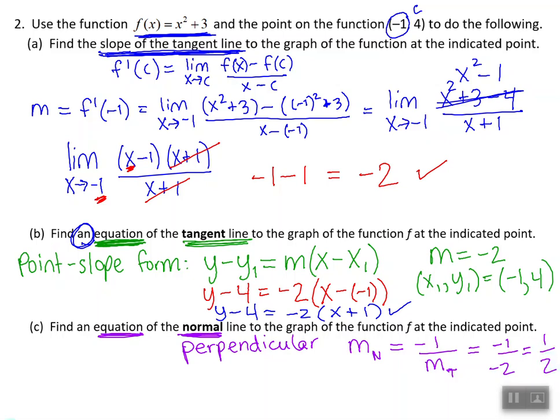Then we go back to our point slope form and write the equation. Of course, our indicated point is the same, so we have y minus the y-coordinate 4 equals our new slope 1/2 times x minus the x-coordinate of negative 1, or x plus 1. And there's an equation of our normal line.